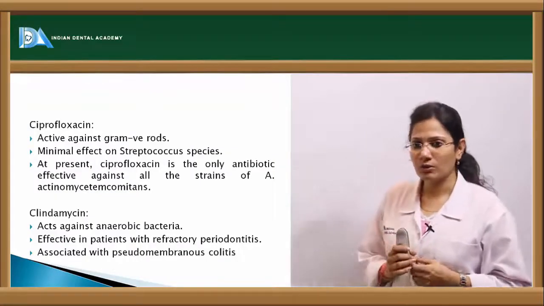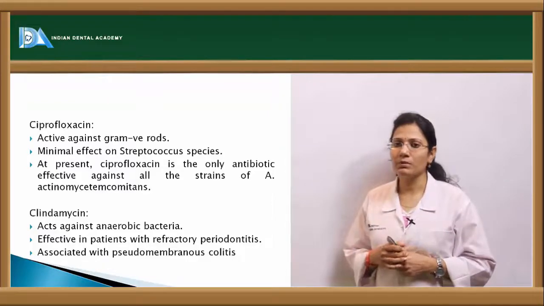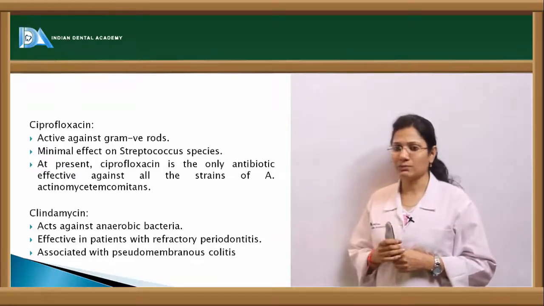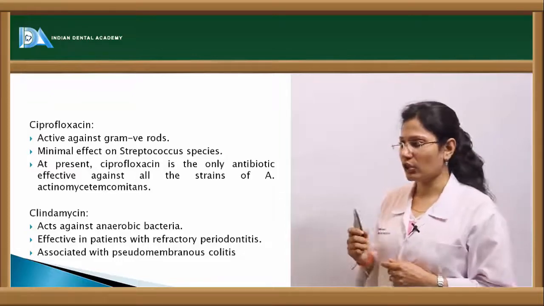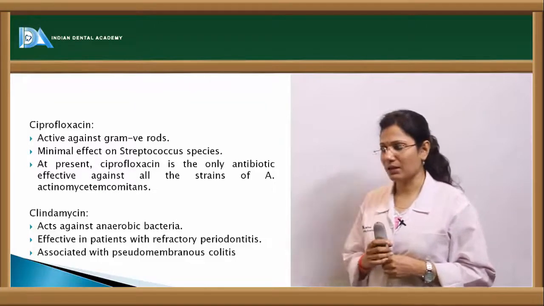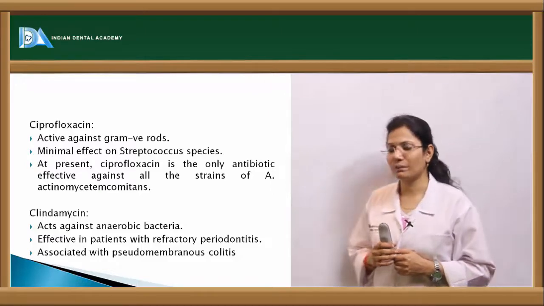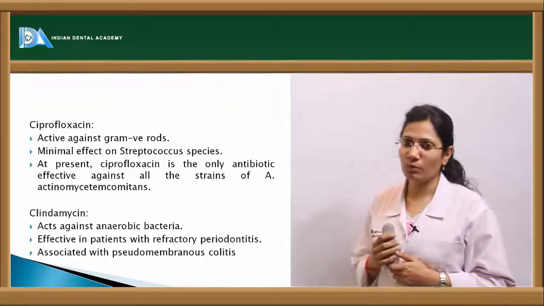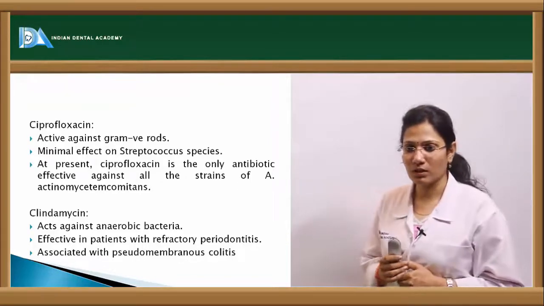Now, let's see about ciprofloxacin. Ciprofloxacin is active against gram-negative rods, with minimal effect on Streptococcus species. At present, ciprofloxacin is the only antibiotic which is effective against all the strains of A. comitans, that is your Aggregatibacter actinomycetemcomitans. And then comes clindamycin. This acts against the anaerobic bacteria and is effective in patients with refractory periodontitis. It is associated with pseudomembranous colitis. So, overusage of clindamycin can cause pseudomembranous colitis.